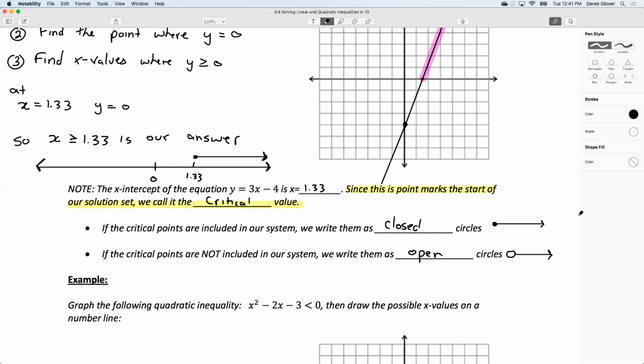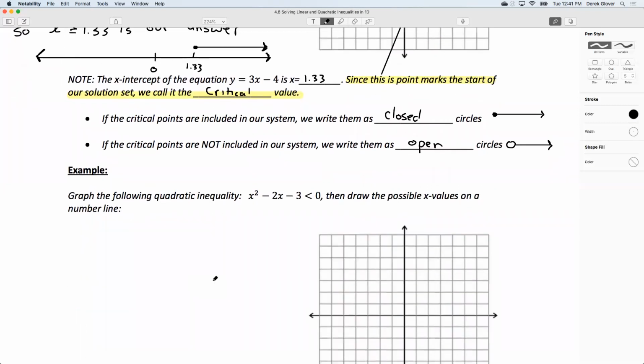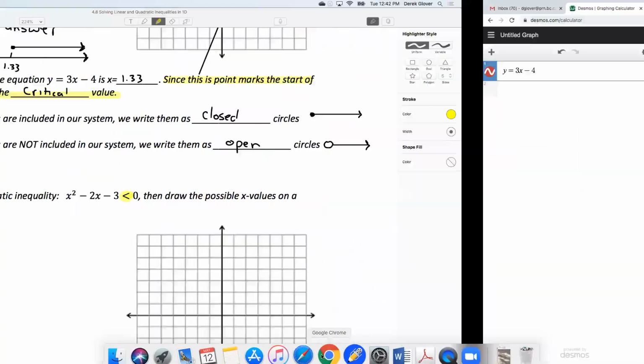All right, so graph the following inequality: x squared minus 2x minus 3 is less than 0. Draw the possible x values on the number line. So this is the same kind of question, except there's a couple of key differences. The function itself is quadratic, not linear, and we're looking for less than 0, not less than or equal to 0. So let's go ahead and graph this. X squared minus 2x minus 3. Go over to Desmos. X squared minus 2x minus 3.